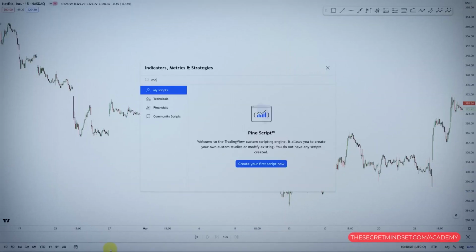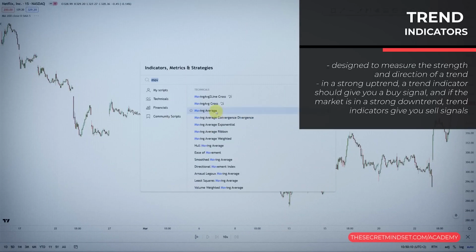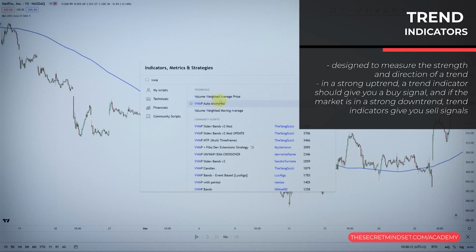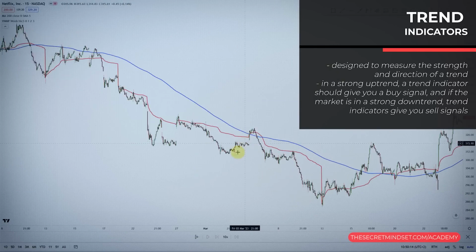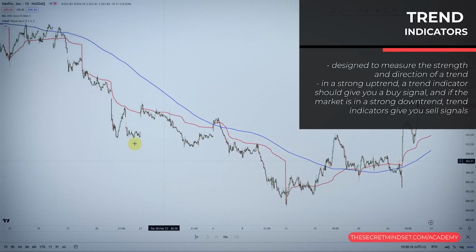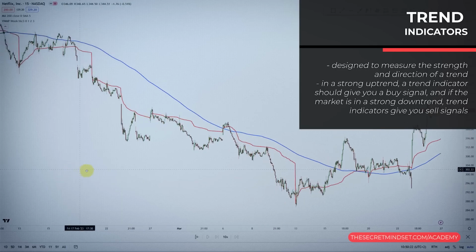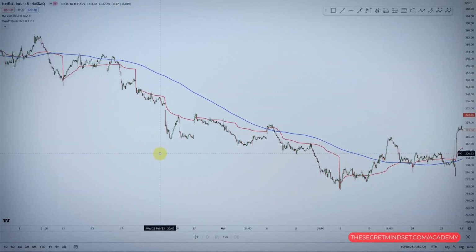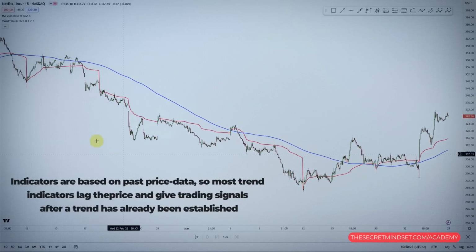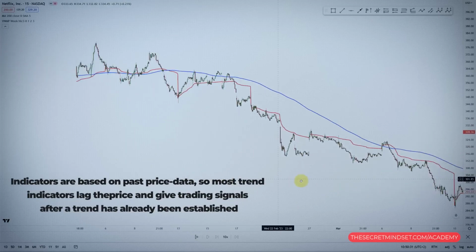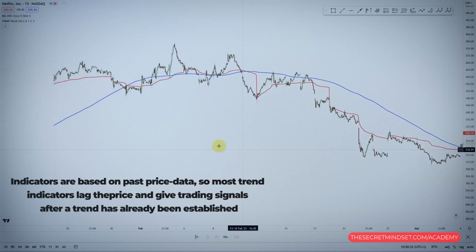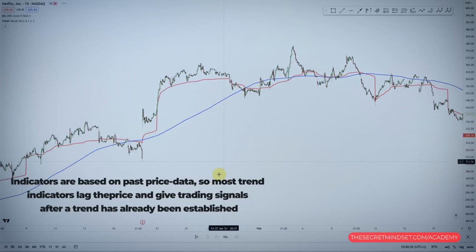Trend indicators are designed to measure the strength and direction of a trend. If a market is in a strong uptrend, a trend indicator should give you a buy signal, and if the market is in a strong downtrend, trend indicators give you sell signals. But here's the main problem. Indicators are based on past price data, so most trend indicators lag the price and give trading signals after a trend has already been established.